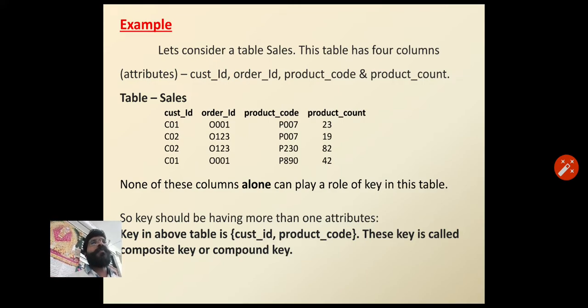We can see here customer ID is not unique. Customers C01, C02, C02, C01, so we cannot uniquely identify through customer ID. Order ID, 001, 123, 123, 001, is not unique, duplicate values are stored here. Product code, P007, P007, P230, P9, is also not uniquely identified. Product count is also not uniquely identified. So basically 3 attributes: customer ID, order ID, product code.